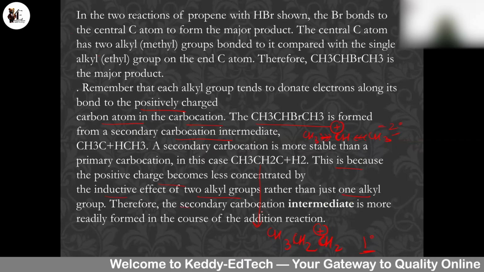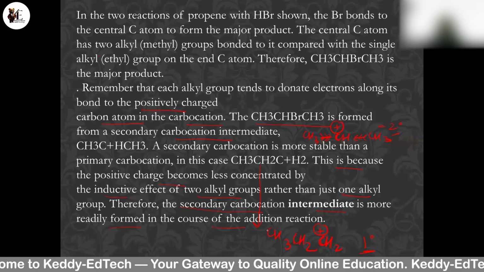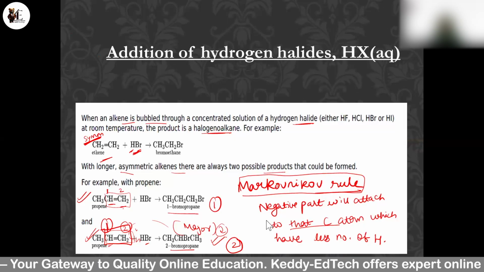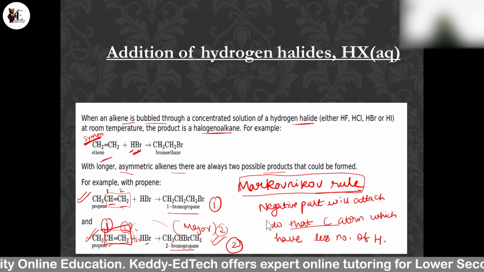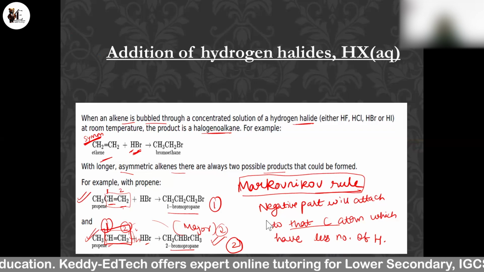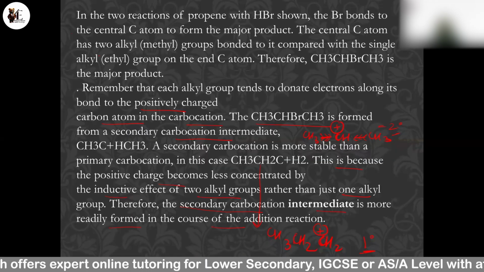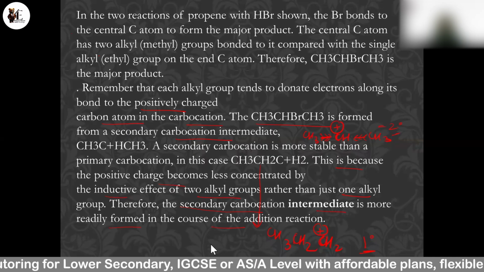Therefore, the secondary carbocation intermediate is more readily formed in the course of this addition reaction. So in this reaction, your secondary carbocation is formed to which bromine attaches. Bromine is a nucleophile, which is electron rich, so it attaches to the electron deficient carbocation. So read it. If there's any problem in any line, please let me know.